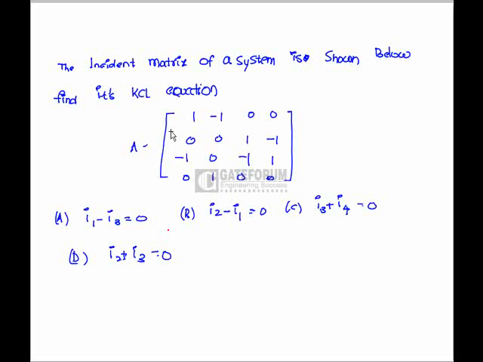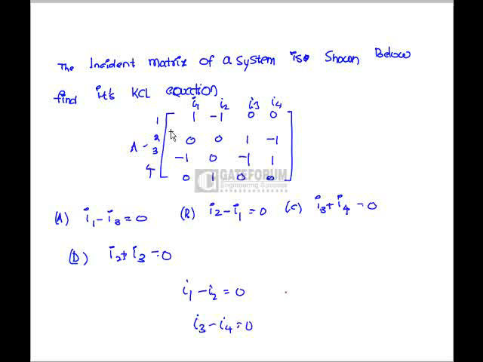The determinant matrix of a system is shown below. Find its KCL equation. Here these are the node numbers 1, 2, 3, 4. There are the currents I1, I2, I3, I4. Okay, if the current is entering the node, we take it as −1. If the current is leaving the node, we take it as +1. Now at node 1 the KCL equation is I1 − I2 = 0. At the second node I3 − I4 = 0.